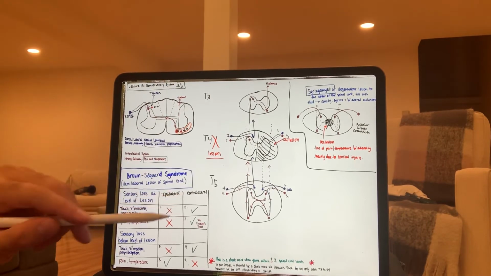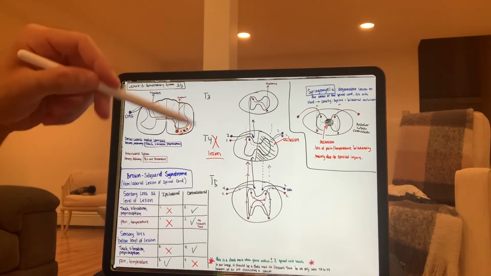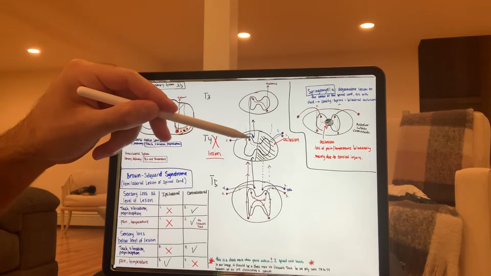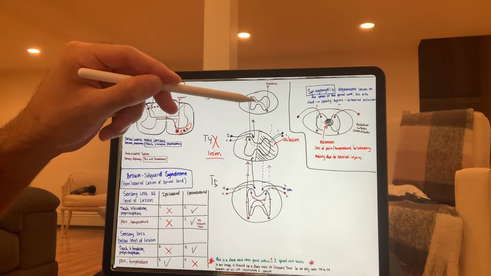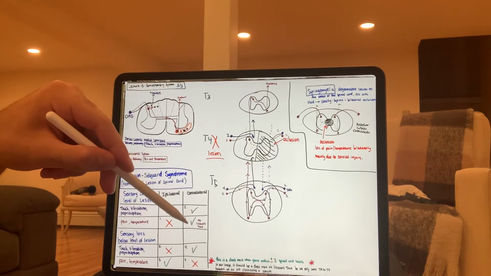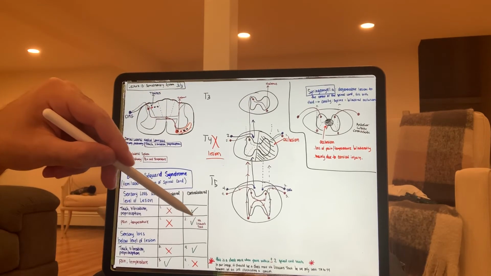So really, you have a check mark here on the contralateral side for pain and temperature, because it can't go there, but it can use Lissauer's tract to go up one and synapse there up to the thalamus. So yes, you can do it via Lissauer's tract.